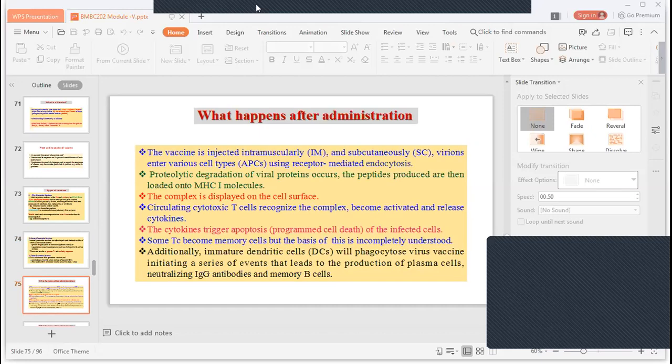Now what happens after administration of a vaccine? So a vaccine can be administered intramuscularly or subcutaneously. And when it is administered intramuscularly, it will come into the myocytes or the muscle cells. And then the antigen presenting cells, meaning the macrophages, dendritic cells, monocytes, they will come into play. And the virus, if it is a virus, will internalize via receptor mediated endocytosis.